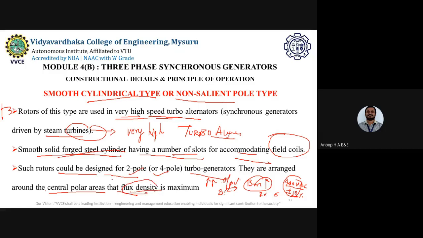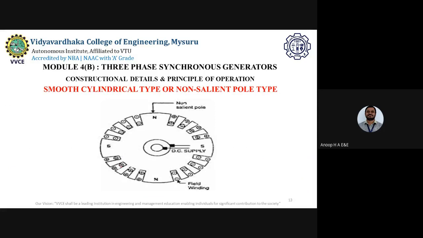That is possible only when the areas of the poles are made larger. Again, you will have the flux density and the polar areas to be more, to have the maximum value of the voltage. Okay. Now this is the arrangement that I have got.